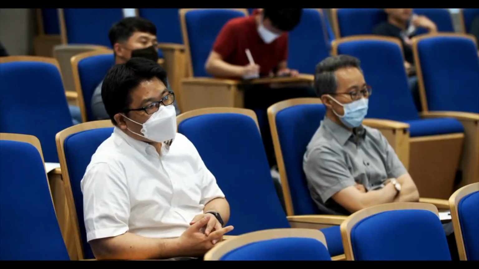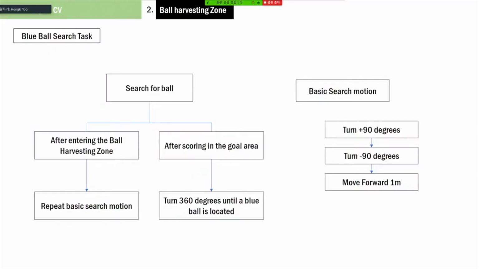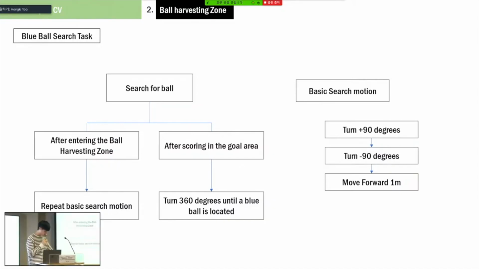Now I'll explain each task in detail. The first task is named the blue ball search task. This task is completed when a blue ball is found. It has two modes: right after entering the blue ball zone and after scoring in the goal area. The robot turns around until it finds a blue ball. If the robot couldn't find a new ball, it repeats the search motion in a new location.